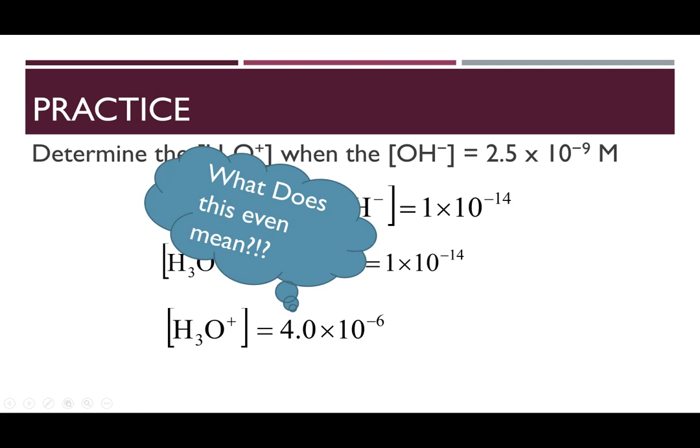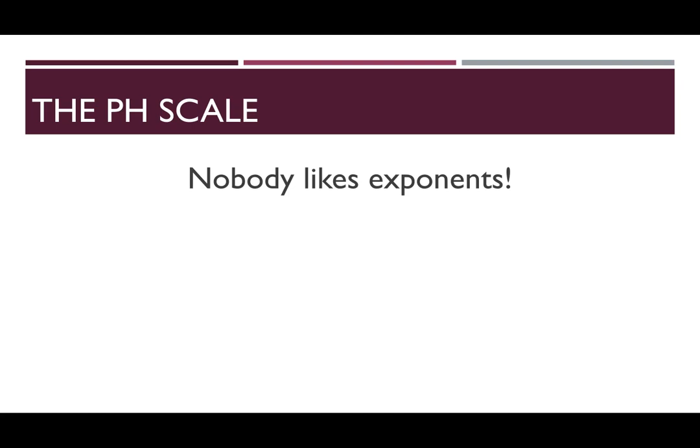So what we're going to do now is transition from this hydronium hydroxide concentration into the pH scale. So the pH scale is just a little bit more user-friendly. The numbers are easier. And it's also something that is a little bit more universal. So if I say pH is 5.4, that's easier for you to understand. Okay. So pH scale, nobody likes exponents. So the pH of a solution is going to be calculated in the following manner.